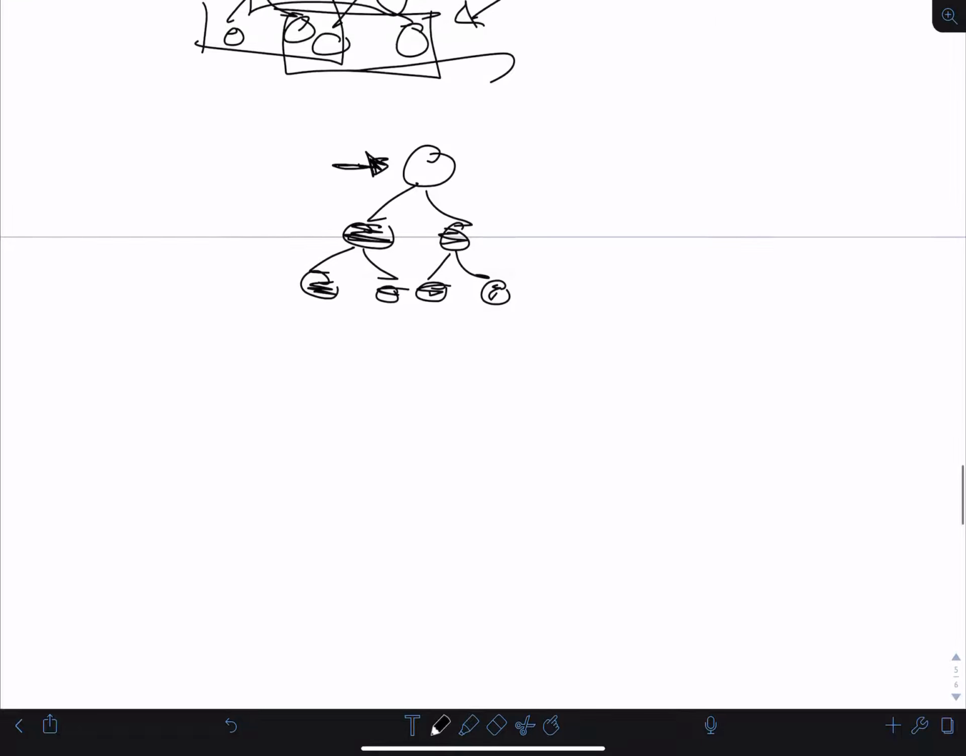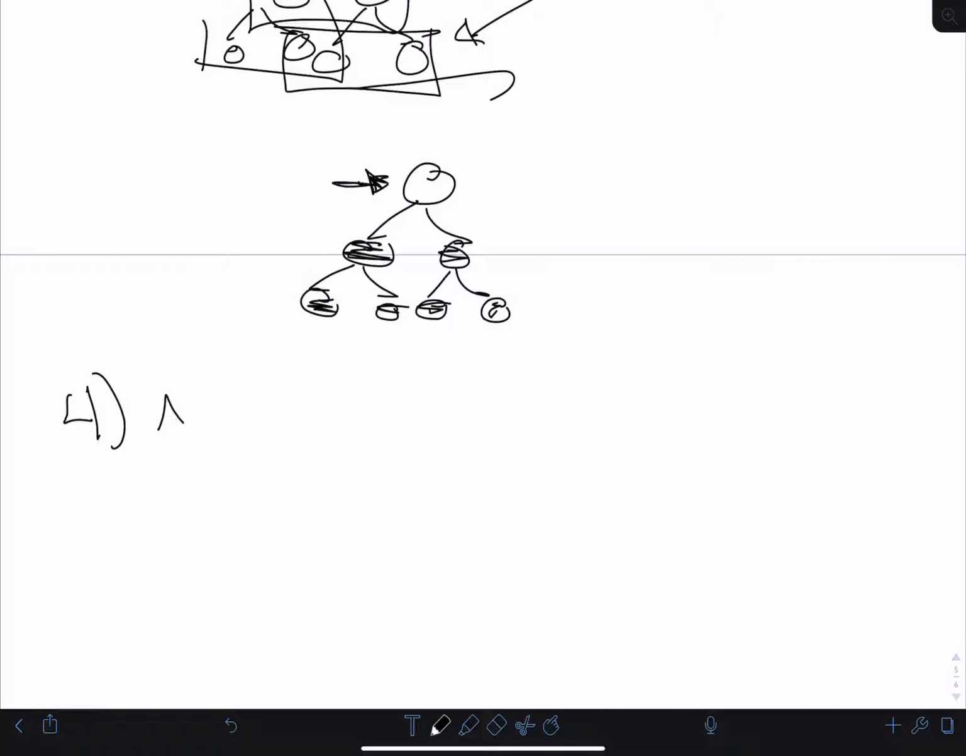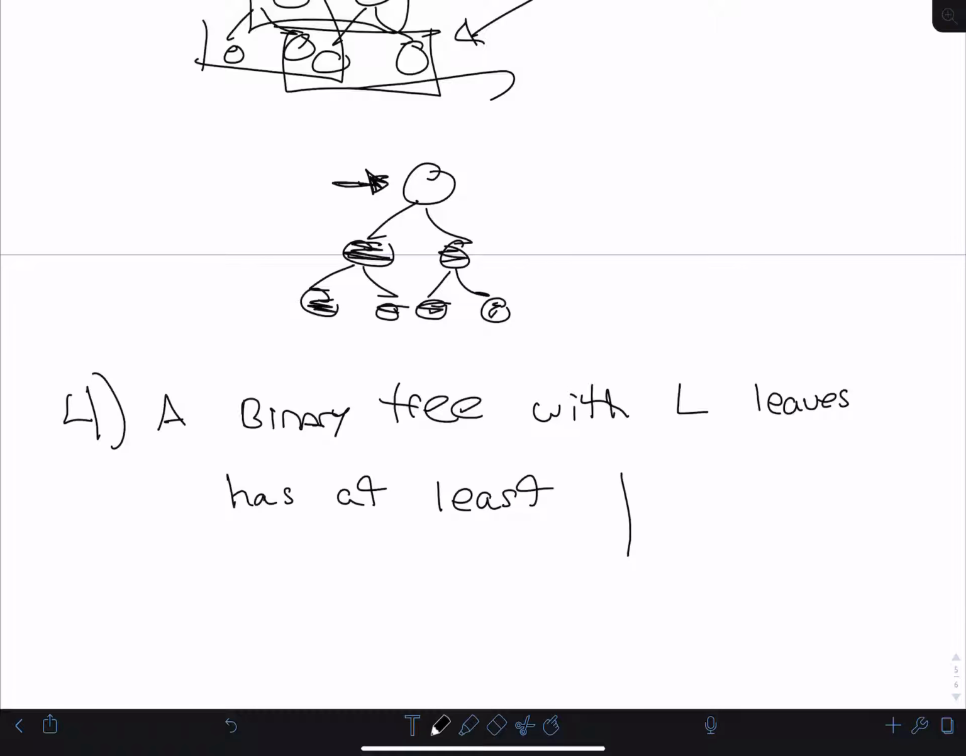Okay, so we're at 4 now. Okay. A binary tree with L leaves has at least ceiling of log L plus 1 levels. What do you think that means?